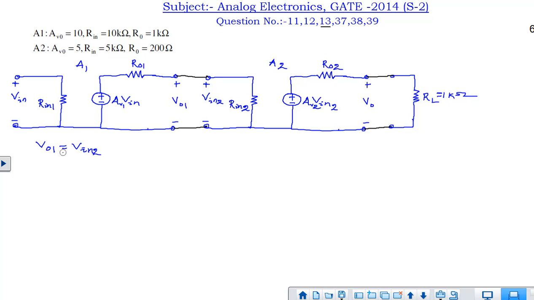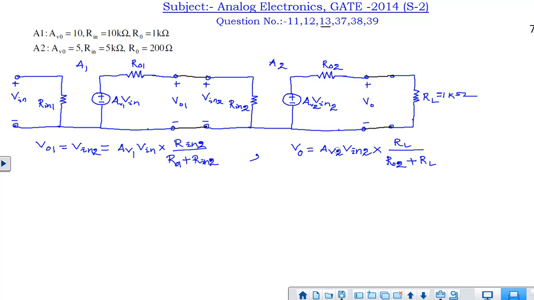As I said, V01 is nothing but V into. After applying voltage division rule, the voltage across this is nothing but AV1 V in into R into divided by R01 plus R into. Similarly, we can find out what is the output voltage across this RL in terms of this voltage. So V output is nothing but AV2 V into RL divided by R02 plus RL.